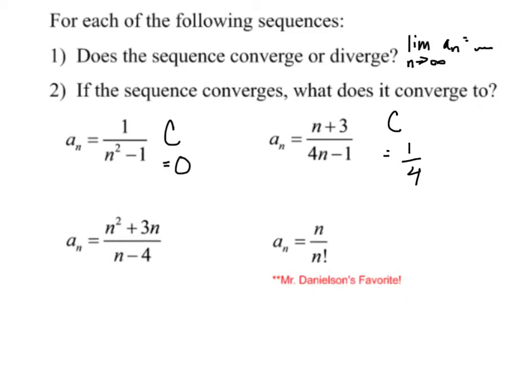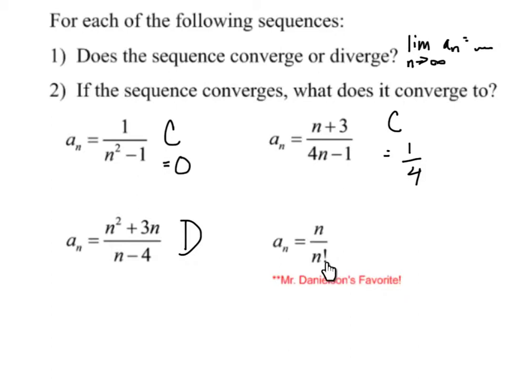Finally, next, n squared plus 3n over n minus 4. The limit there would be infinity, so this would diverge. And finally, n over n factorial. I hope you think about this and you say, boy, if we're going to infinity, this gets big, but this gets really big. I hope you have a sense that it would converge towards 0.